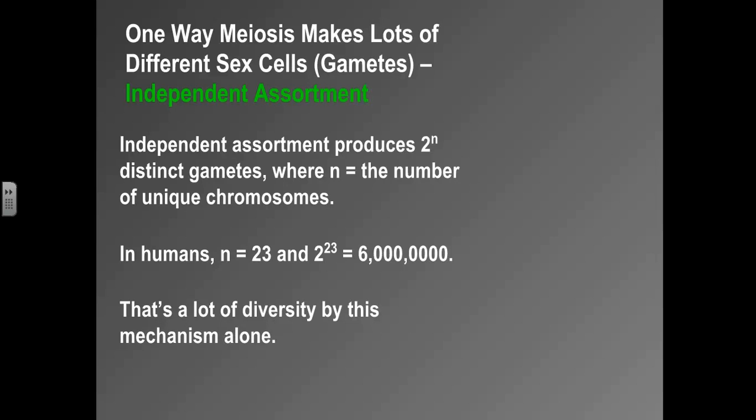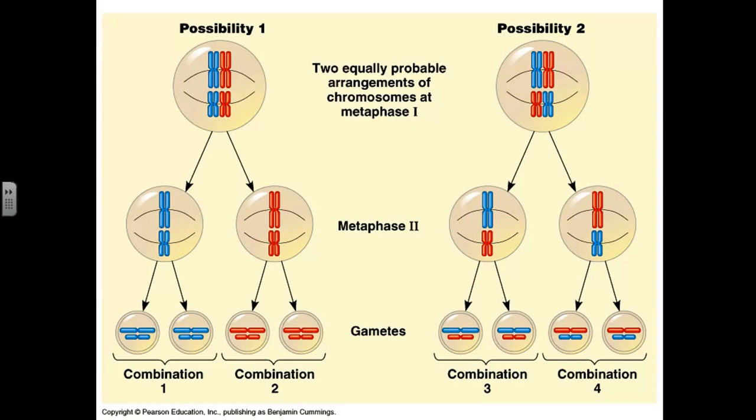So independent assortment is the process where the chromosomes separate independently of each other, right? And when you want to pull the math in, that's going to produce 2^n kinds of gametes, where n is the number of chromosomes. So in people, we have 23 chromosomes, and 2 to the power of 23 is about 8 million. That's right. You are 1 in 8 million. And that's a lot of diversity just by this mechanism.